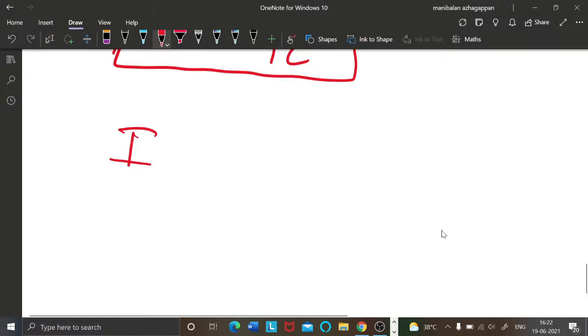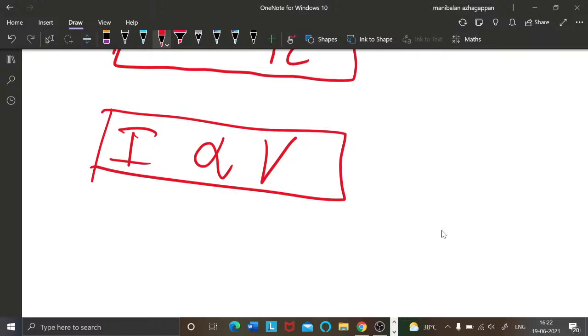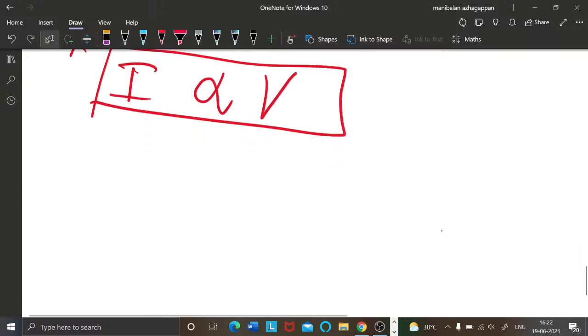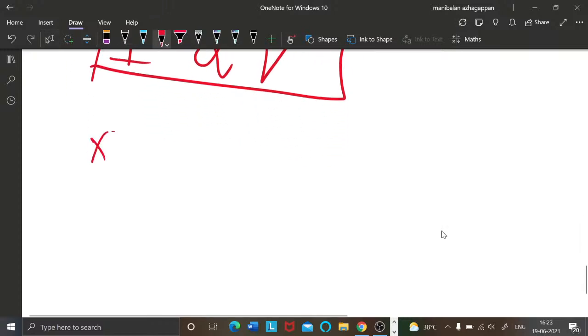Now we are going to learn the relation between current and voltage. Current is directly proportional to the voltage. So I'll define and state Ohm's law. You need to know the statement of Ohm's law.